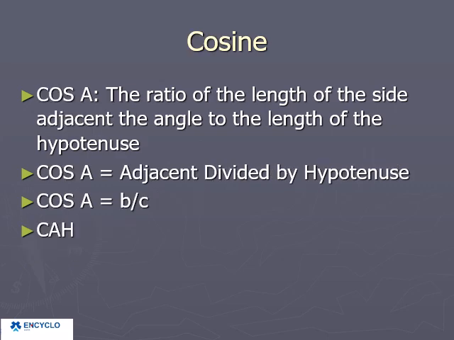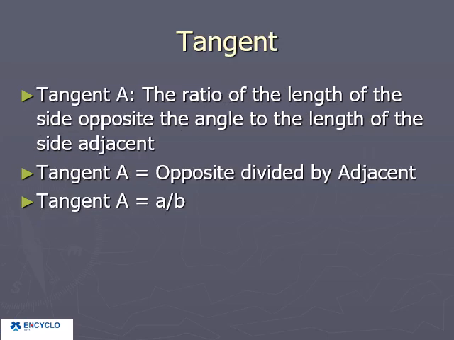Cosine of an angle is the ratio of the adjacent side to the hypotenuse. Cosine A equals B divided by C, CAH, in SOHCAH-TOA. Tangent is the ratio of the opposite side to the adjacent side. Tangent A equals A divided by B, TOA in the SOHCAH-TOA mnemonic.